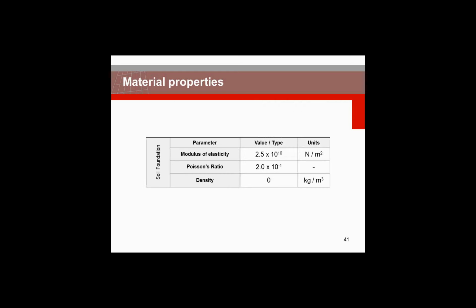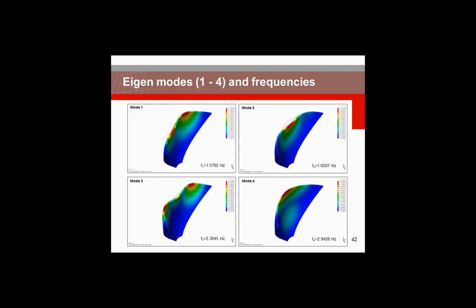The modulus of elasticity of the soil foundation, the Poisson ratio, and the density 0, because we just want to model the stiffness of the foundation and not the vibration properties of this foundation soil. So the first thing, or results, I can show you is the modes of vibration.